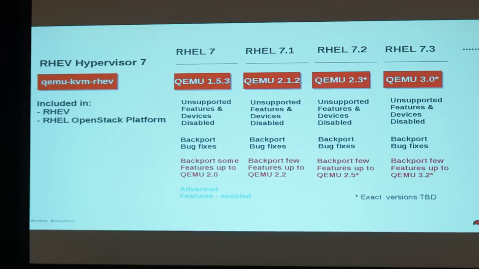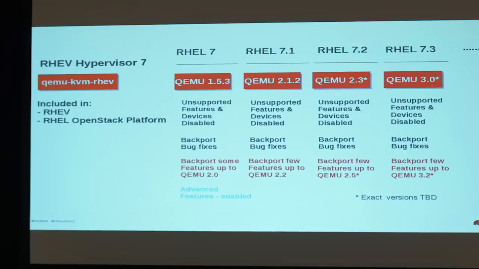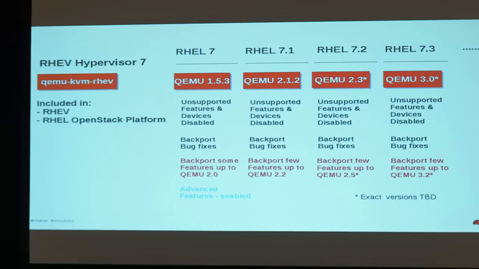So in RHEL 7, we shipped QEMU. The base version was QEMU 1.5.3. We had a lot of opportunity to backport additional features. We rebased early, but we do the same process for every release. We were able to backport some features way up to QEMU 2.0.